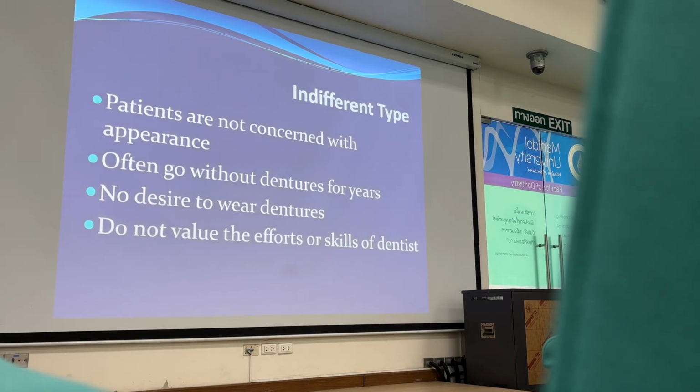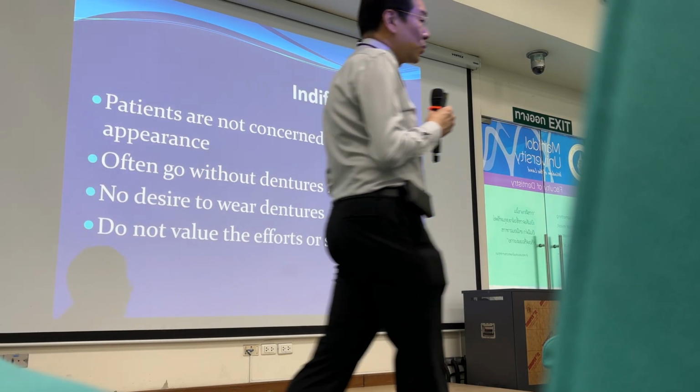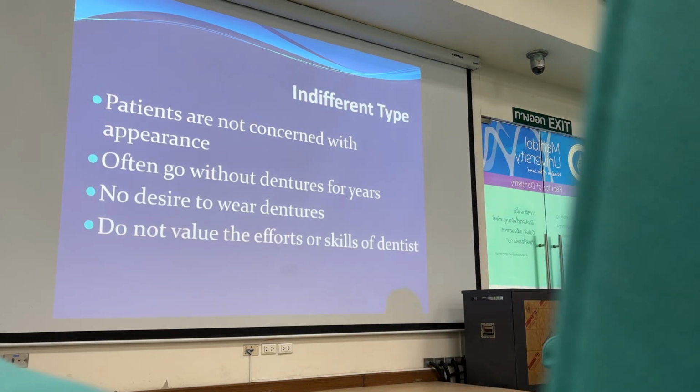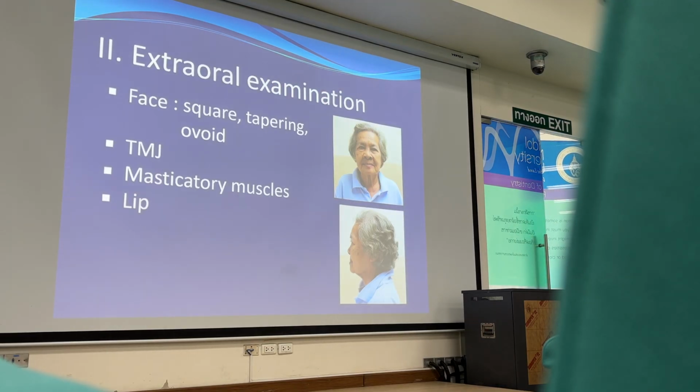In a different type, patients are not concerned with appearance, often go without dentures for a year, or decide to wear the denture but do not value the effort or skill from the dentist. So this type of patient sometimes doesn't want to wear any denture. So these are the four kinds of the MNL classification. We have another definition we will learn later. Okay, just know the four types of the MNL classification first.